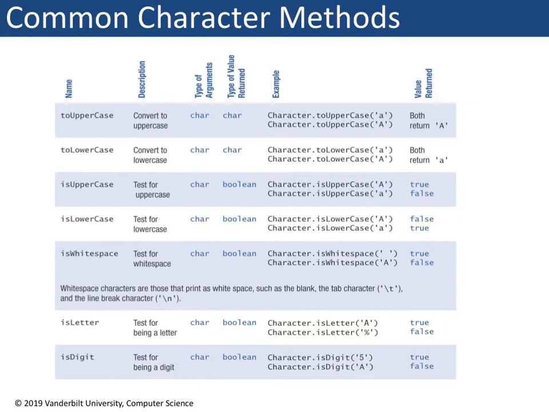Is whitespace is helpful sometimes because it will return true for both spaces, but also tab characters and new line characters. So isWhitespace of a space character is true. isWhitespace of the tab character would be true, also of the new line character. isLetter tests to see if something is in the alphabet, right? isDigit tests to see if it's a numeral.